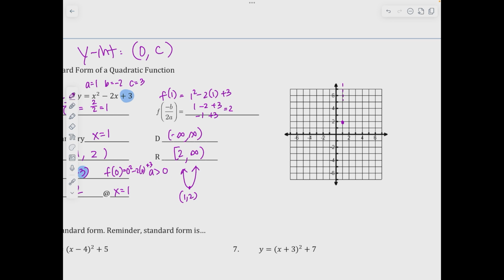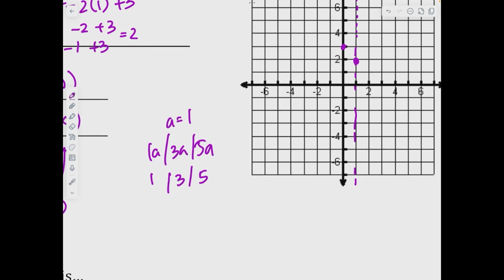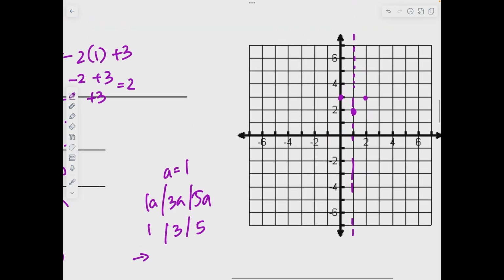There's my axis of symmetry. Okay, 1a, 3a, 5a. My y-intercept is at 3. A is equal to 1. So that's a 1, a 3, and a 5. As I go 1 unit right, I go 1 unit up. When I go 1 unit right, I go 3 units up. 1, 2, 3.